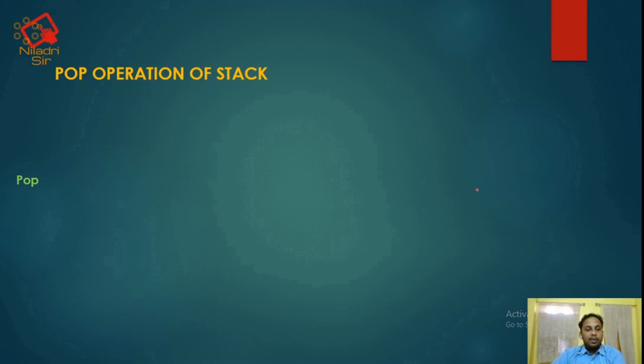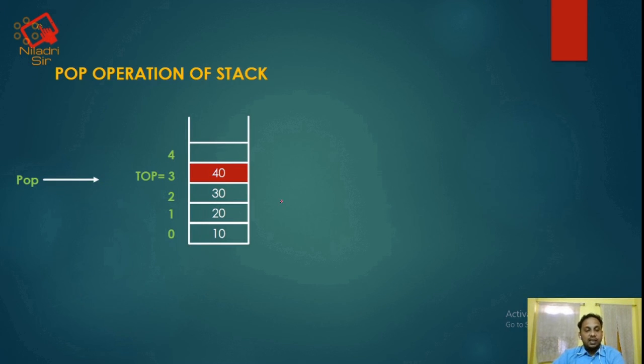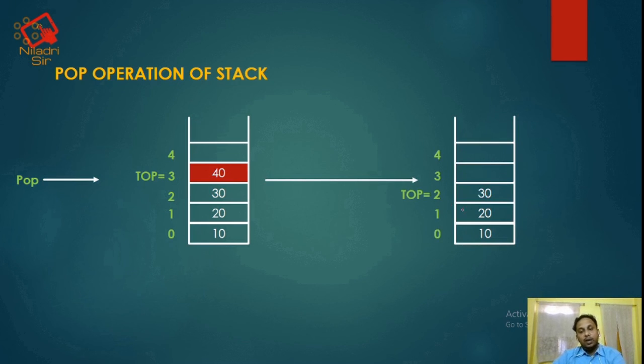Next we will again perform the pop operation. Top is at position 3, and the value is 40. We will delete 40. So the value of top will be 2, that is 3 minus 1.